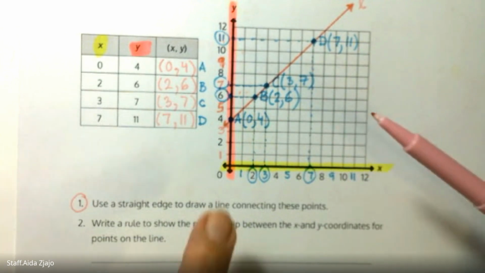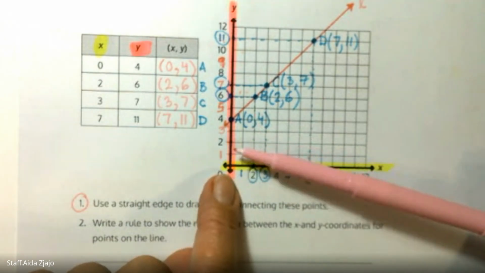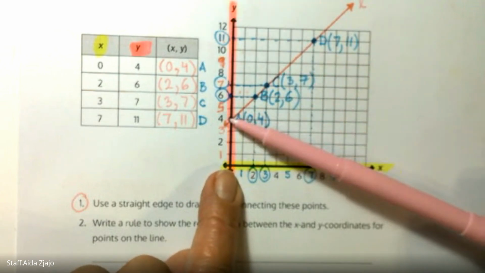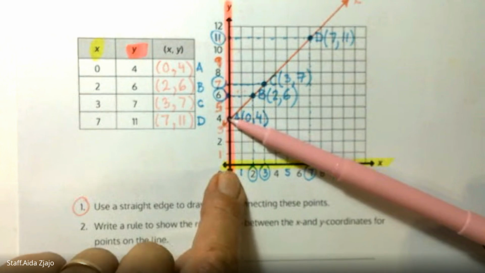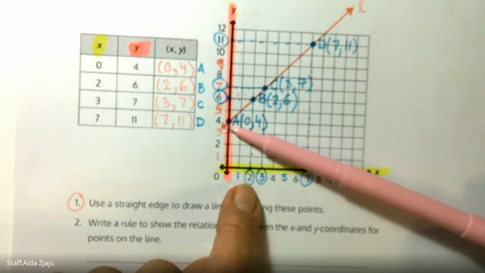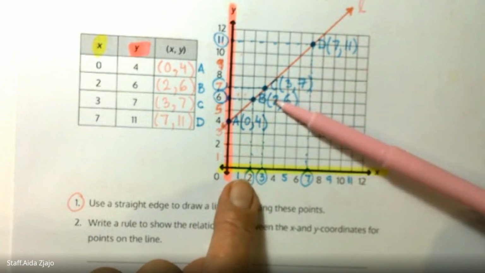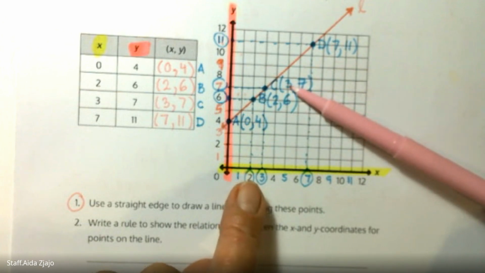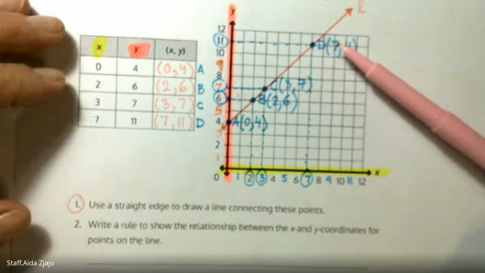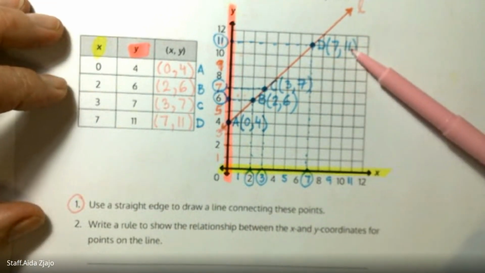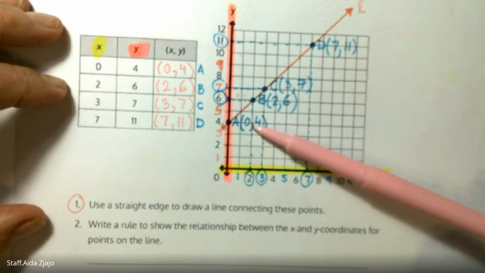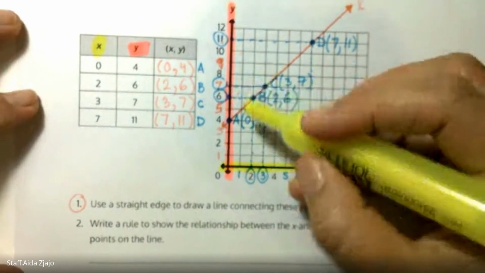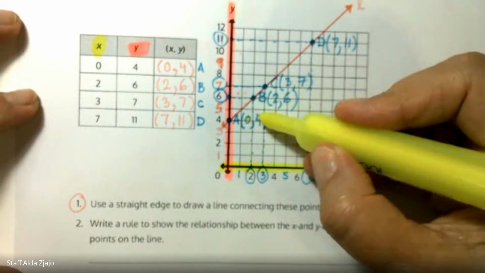So, if you look, if x is 0, y is 4. If x is 2, y is 6. If x is 3, y is 7. If x is 7, y is 11. I can see that the key of this is 0 and 4.